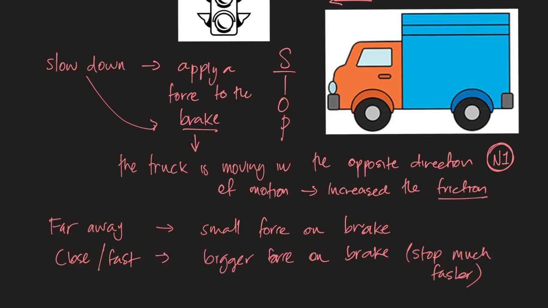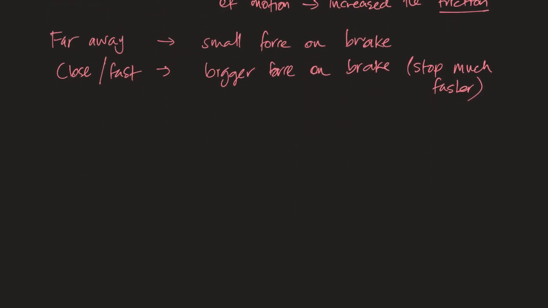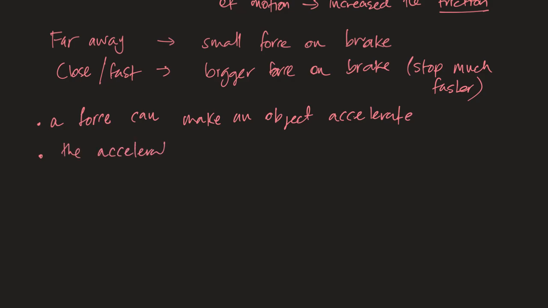So right now we can see that there is this relationship between force and acceleration, and we can say that a force can make an object accelerate. That much we do know. That's one conclusion. The second thing that we can say is that the acceleration is in the direction of the exerted force.